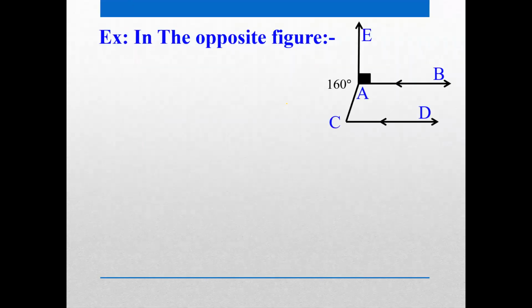In the opposite figure, another example. We have angle EAB equals 90 degrees, perpendicular, the two lines are perpendicular, and angle EAC is 160 degrees. Find the measure of angle C, this angle.